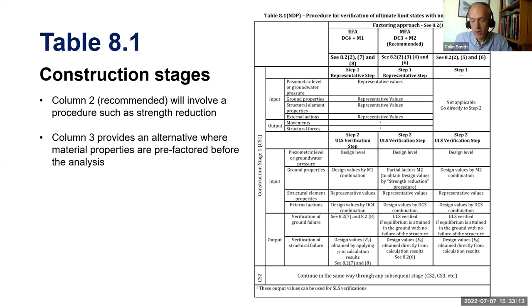In column two, the recommended approach is to do the analysis using what are called representative values here, that essentially are what were called characteristic values in the current code. So here we're using representative for characteristic values, and to do the stage construction with those values, and then use a strength reduction procedure or equivalent to assess the safety or the ULS capacity at each stage of the construction. Column three provides an alternative. So if you're unable to use that, or your software or numerical method doesn't allow those kind of processes, then you can apply the factors directly to the materials in advance of the analysis.